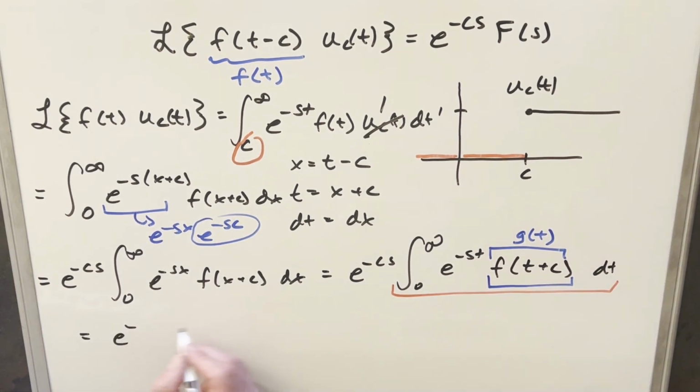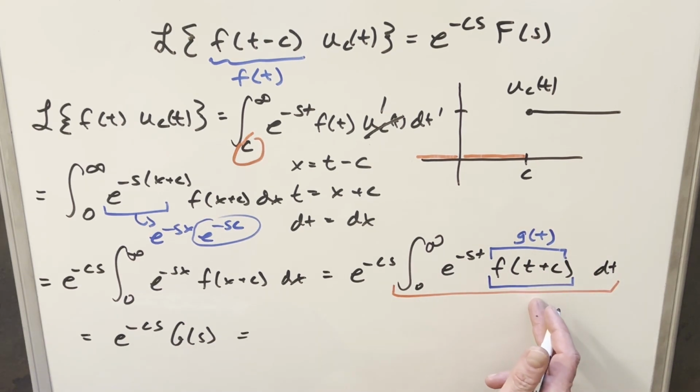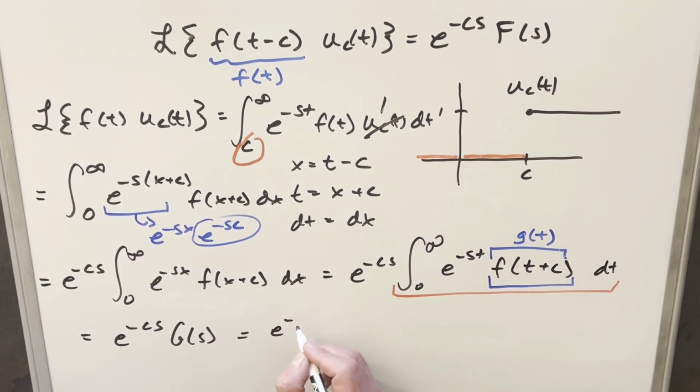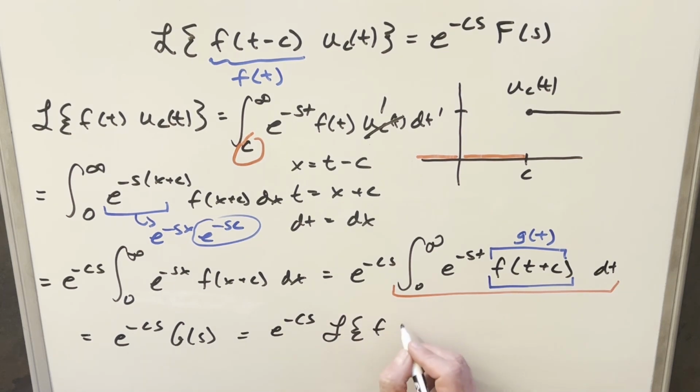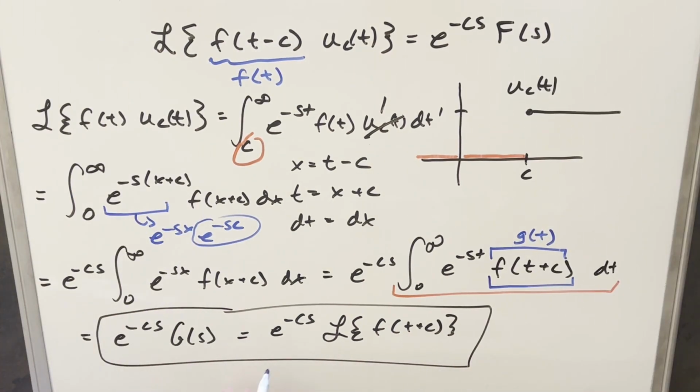I can write this as e to the minus cs times the Laplace transform of g of t, and using my capital F notation, we can write this as capital G of s, which just means the Laplace transform of this g of t function. Or we could just leave this f of t plus c there and write our solution as e to the minus cs times the Laplace transform of f of t plus c. Either of these formulas is fine, and this gives us our formula for the unshifted Laplace transform of f of t times the unit step function. Now before we finish up, let's do one example using this formula.